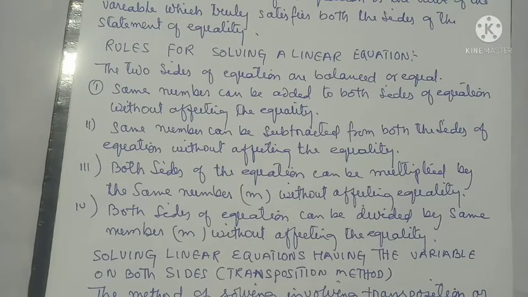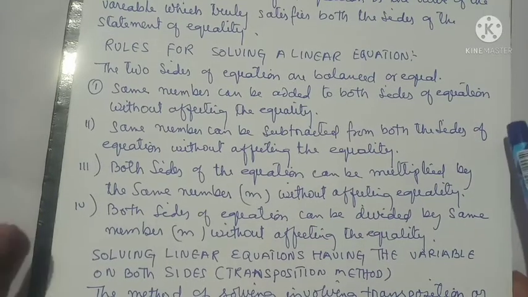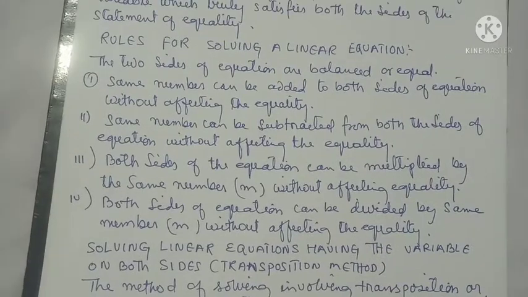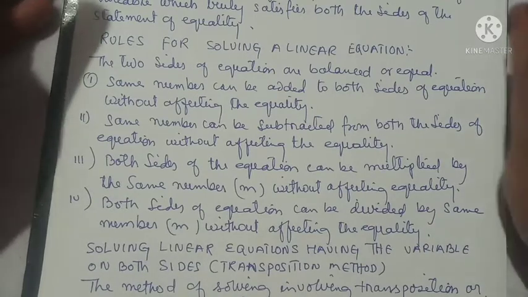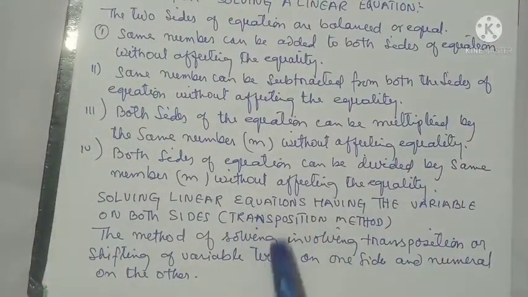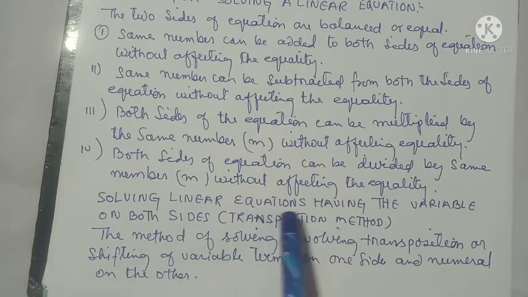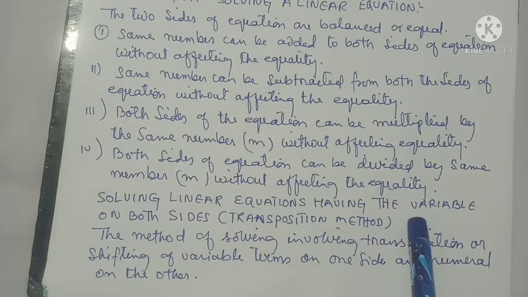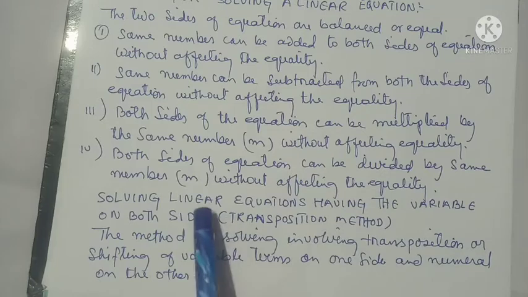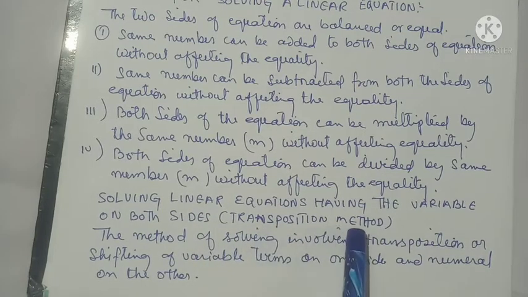So we will take examples after discussing the rules. Let's first discuss the rules, how to solve the linear equation. The second one is an important one, that most equations we solve by the transposition method. Solving the linear equation having the variable on both sides by the transposition method. If there is a variable on both sides, then how will you solve the linear equation? We can solve it by using the transposition method.